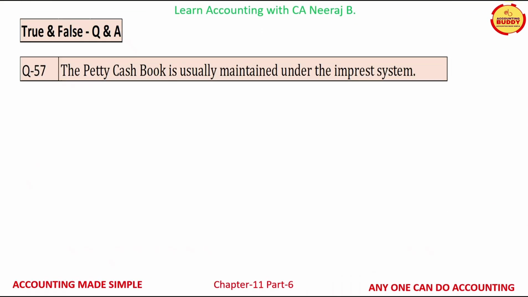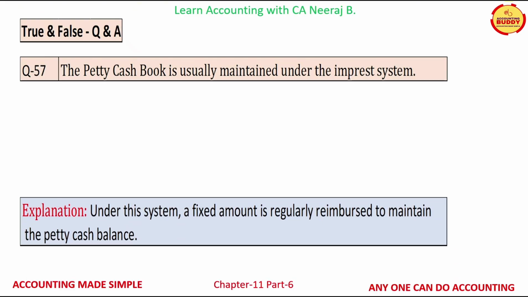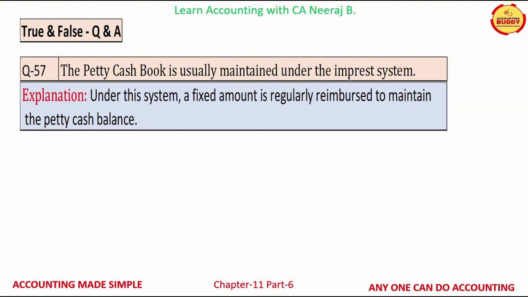Question 57: the petty cash book is usually maintained under the imprest system. And the fact is, under this system, a fixed amount is regularly reimbursed to maintain the petty cash balance. Therefore, it is a true statement.